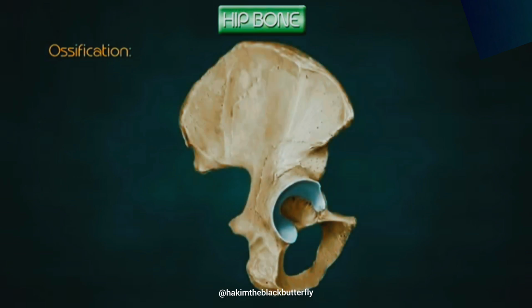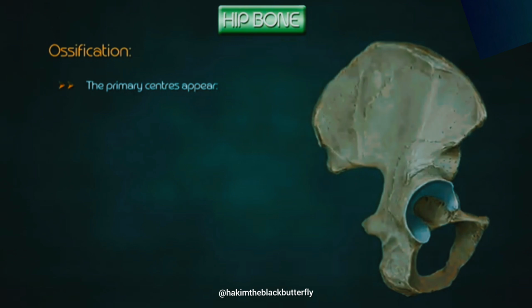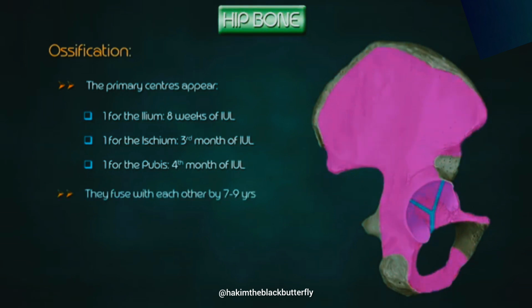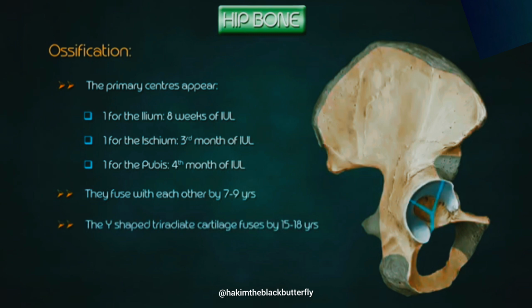Ossification. The hip bone ossifies in 3 primary centers and 5 secondary centers. The primary centers appear as follows. 1 for the ilium at 8 weeks of intrauterine life, 1 for ischium at 3rd month of intrauterine life, 1 for the pubis during the 4th month of intrauterine life. They fuse with each other by 7 to 9 years. The Y-shaped triradiate cartilage fuses by 15 to 18 years.